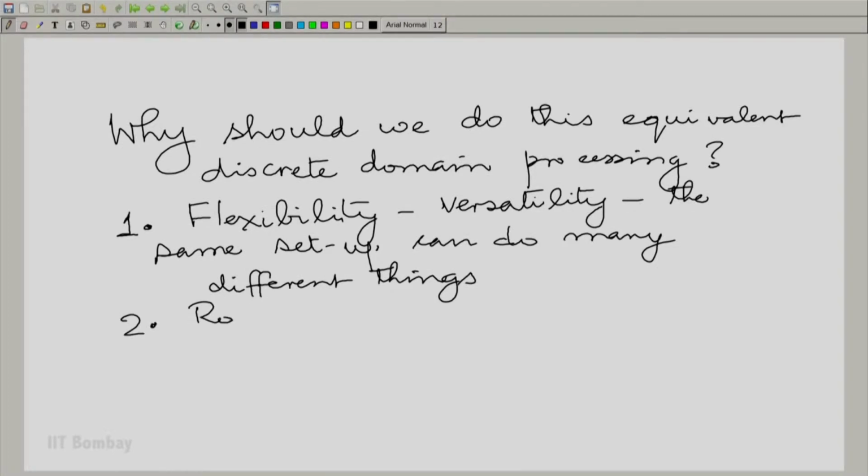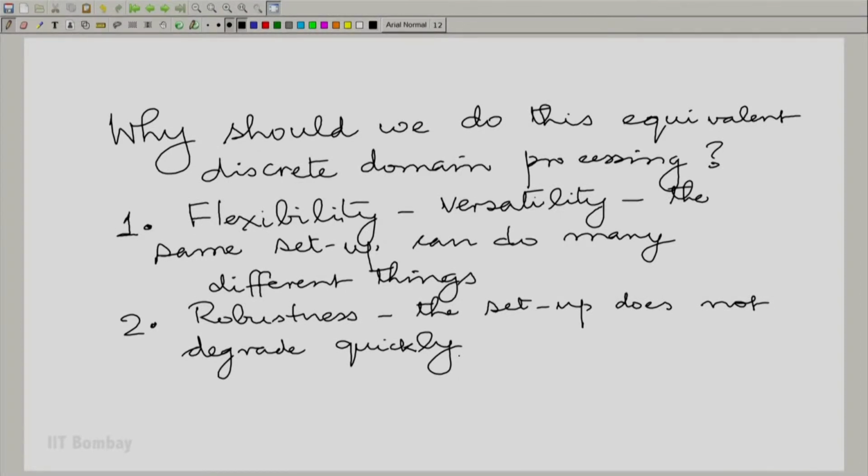Second, robustness. The setup does not degrade quickly. For example, analog systems sometimes are prone to degrade, components degrade in time, they lose their accuracy of values and so on. Now, this is not so common in digital systems. Computers can retain their ability to compute much longer than some analog components, and you can protect them much more easily. You can also see it is easy to replace.